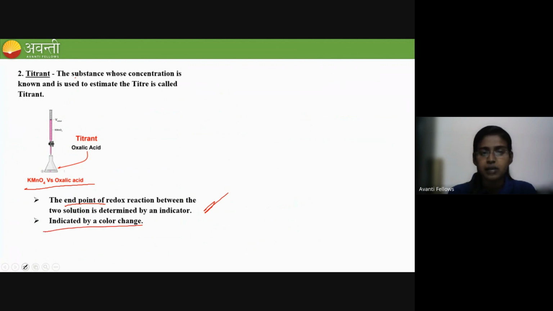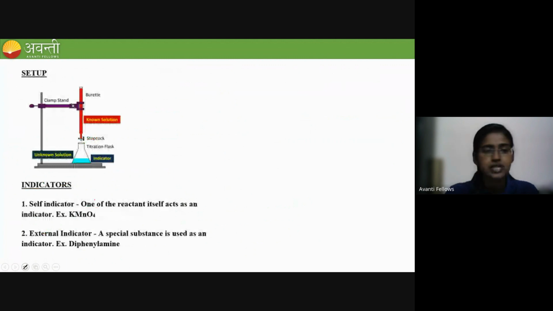I'll show you the setup also. So here is the setup. This is the burette, and in the burette we fill the KMnO4. We have a stopcock, stands, and this is the unknown solution.